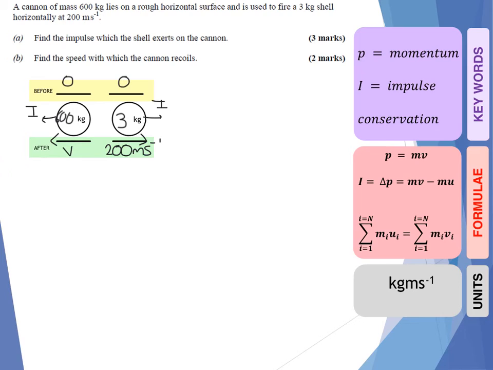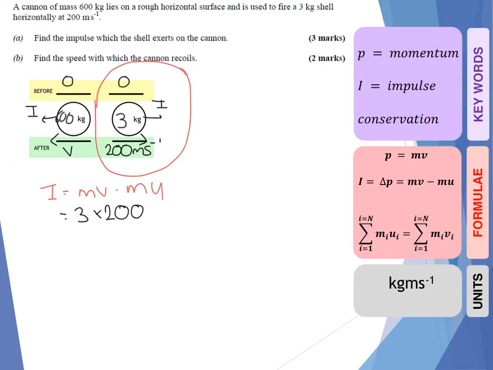Okay, first up, we're finding the impulse which the shell exerts on the cannon. Ignore what exerts on what, we know they're equal, so let's pick our easier scenario with the actual values in it, which is for the shell. So impulse equals mv minus mu. So we've got 3 times our final velocity of 200, minus the mass times 0. So nice and easy, 600 kilogram meters per second for the impulse.